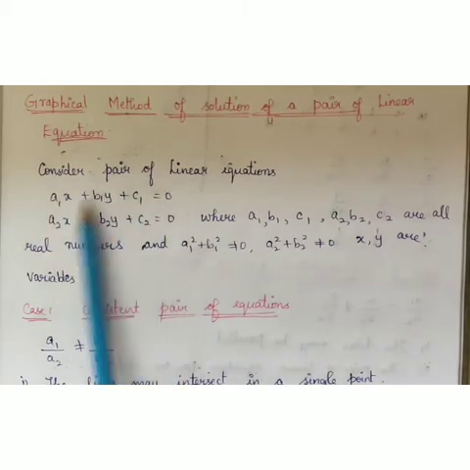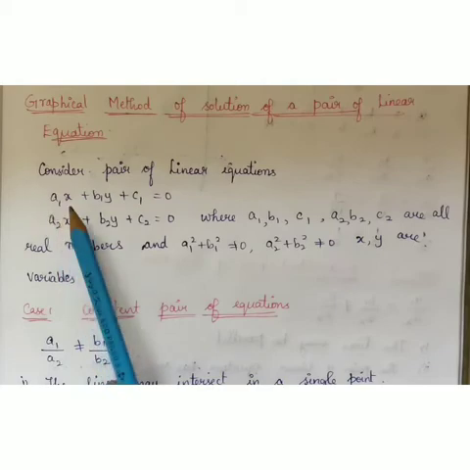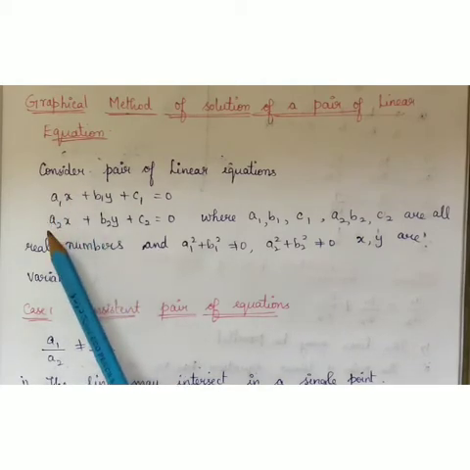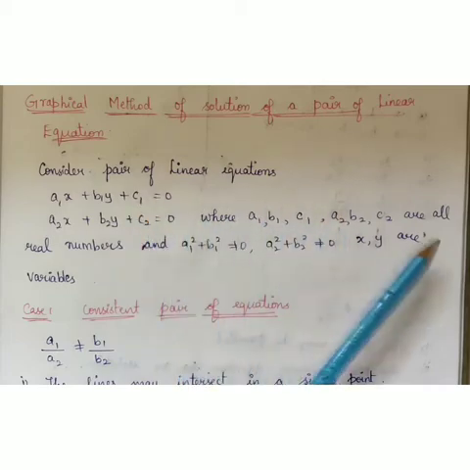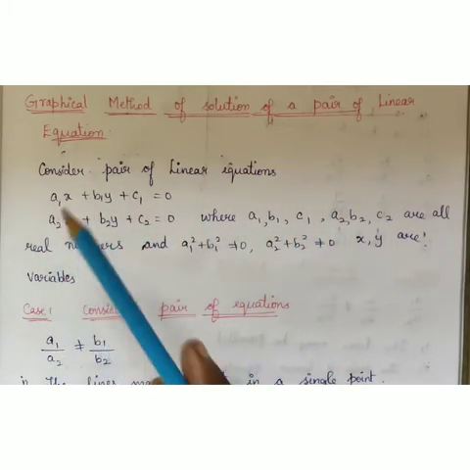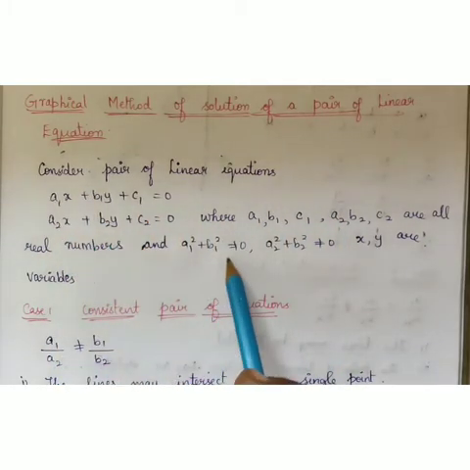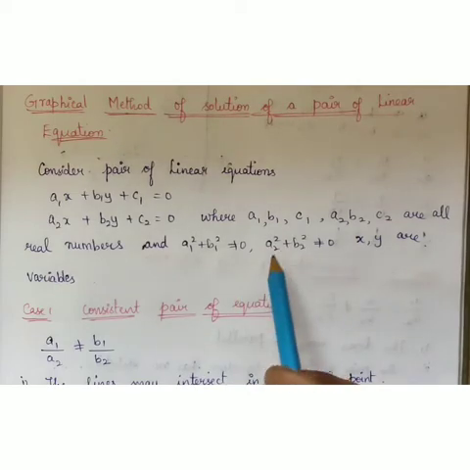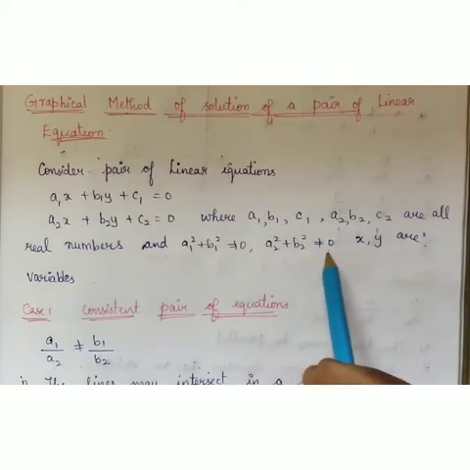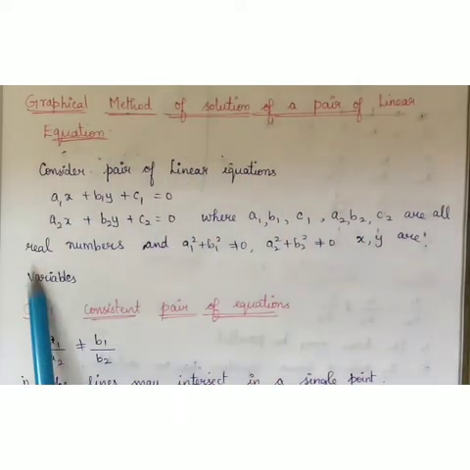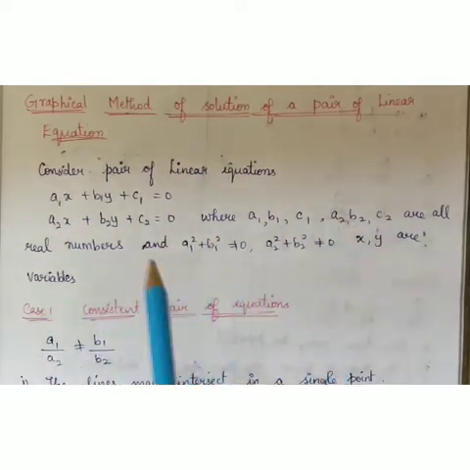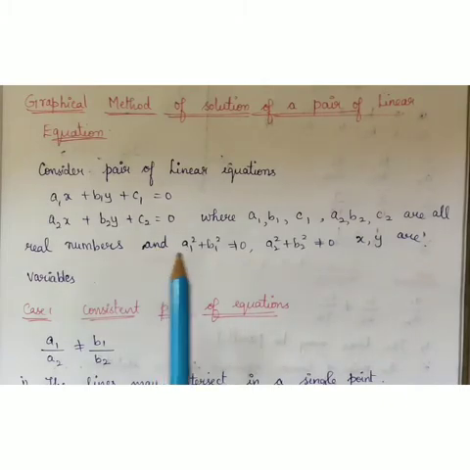These are the two equations. In this the coefficients are a1, a2, b1, b2, c1, c2. These are real numbers, with the condition that a1 square plus b1 square is not equal to 0 and a2 square plus b2 square is not equal to 0. x and y are the variables. If this is the pair of linear equations, this we are going to represent in the graph.